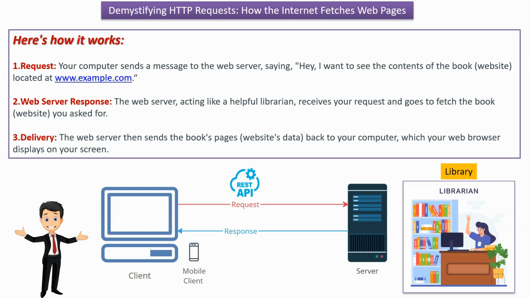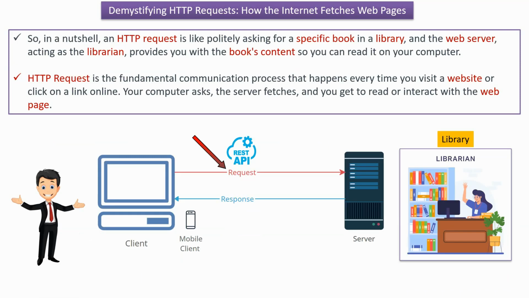The third step is delivery. The web server then sends the book pages back to your computer, which your web browser displays on your screen. Book pages are equivalent to website's data in the computer world.